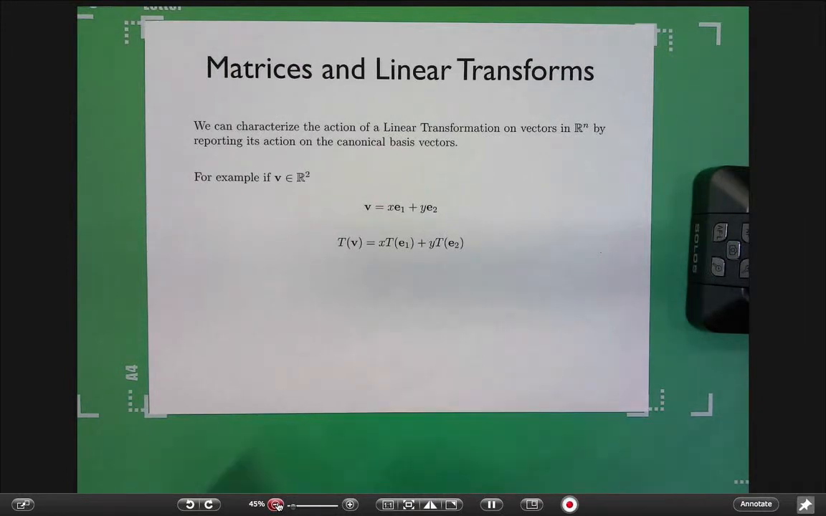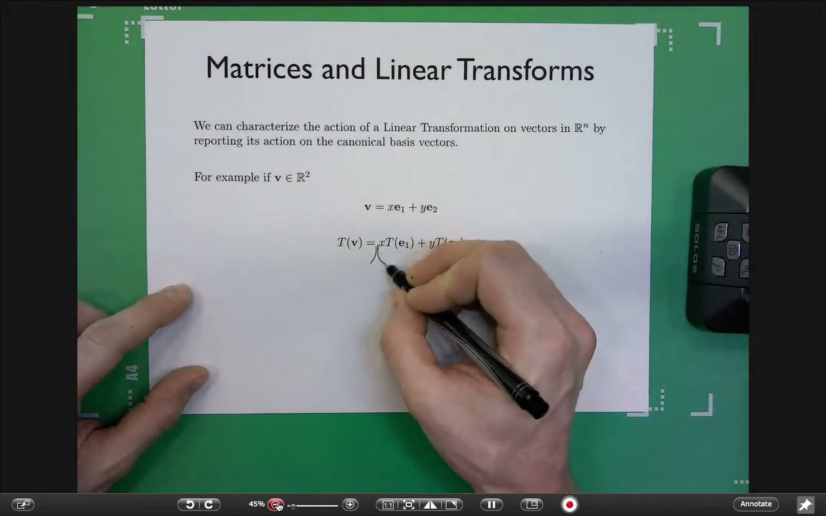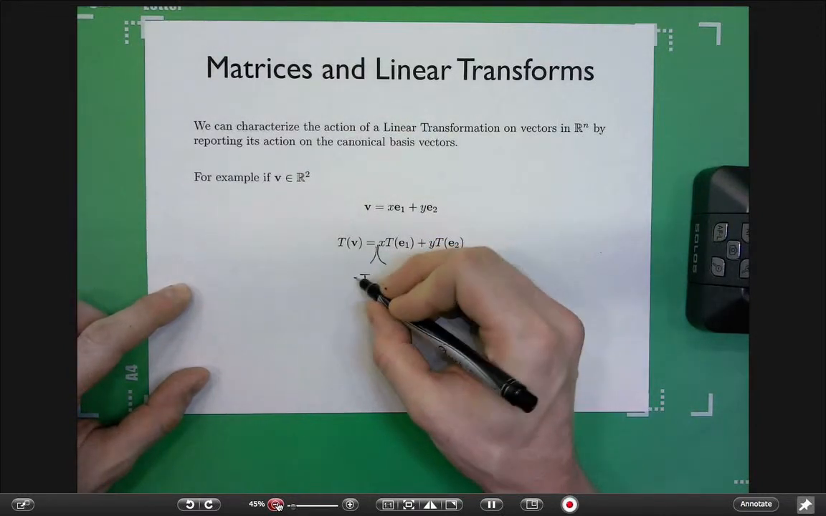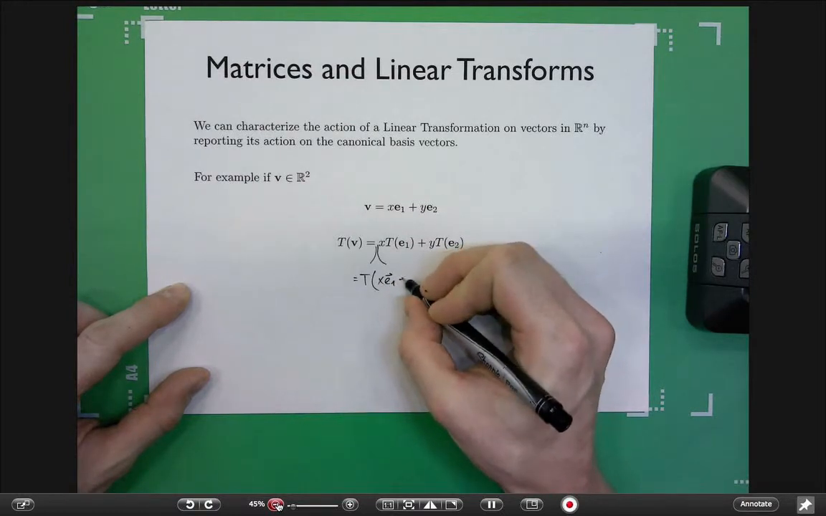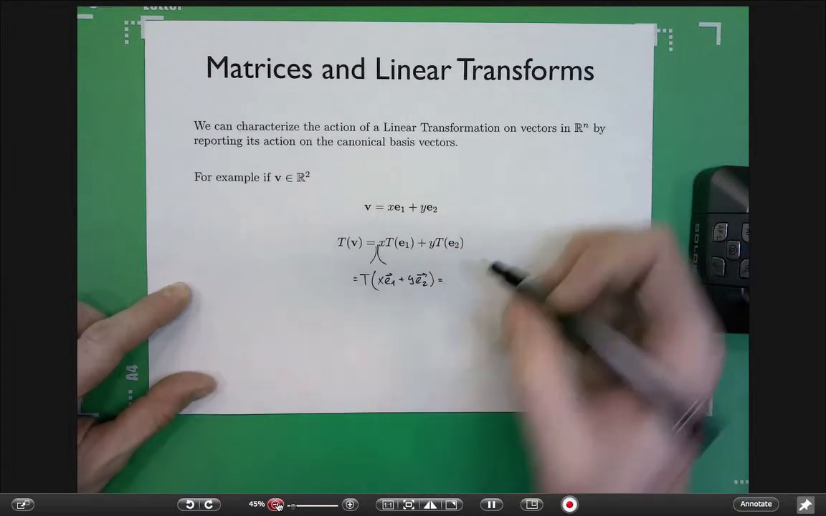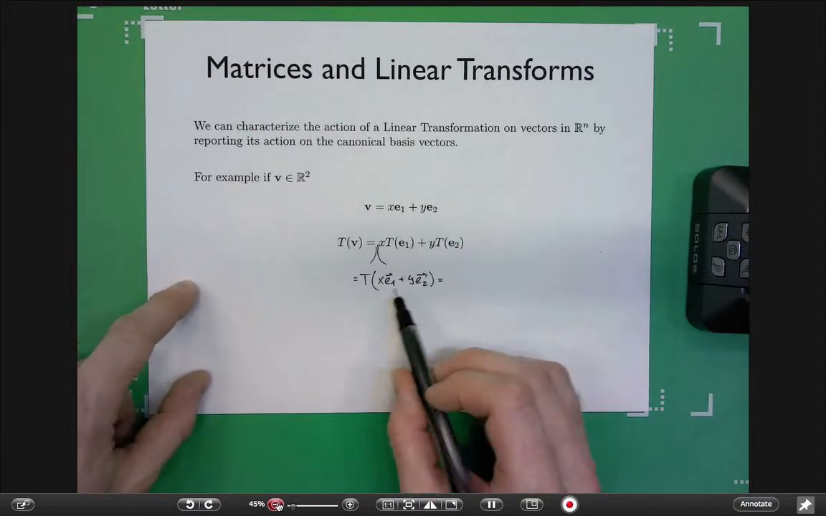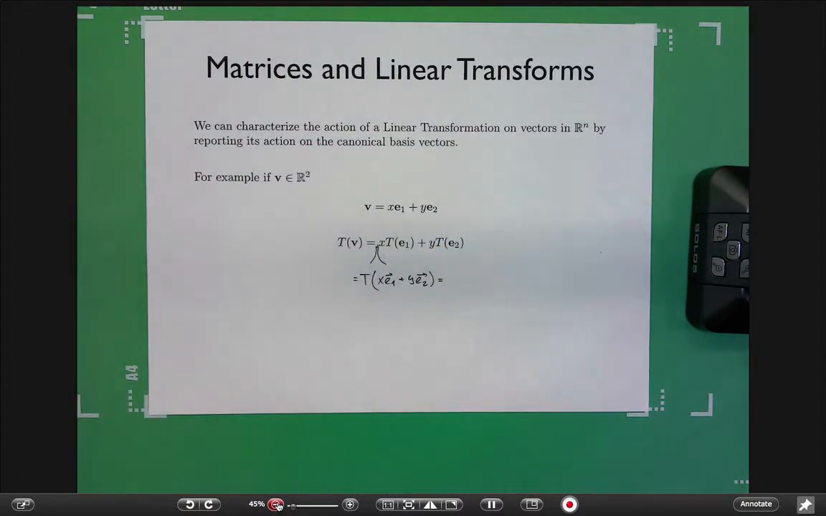Is that clear, or shall I write out one step there? The one step that's implicitly missing here is that this is equal to T of (x E1 plus y E2). I will even give you the arrows here to be super clear. And then by the property of linearity, this is equal to this. Very, very simple. But what is it saying?